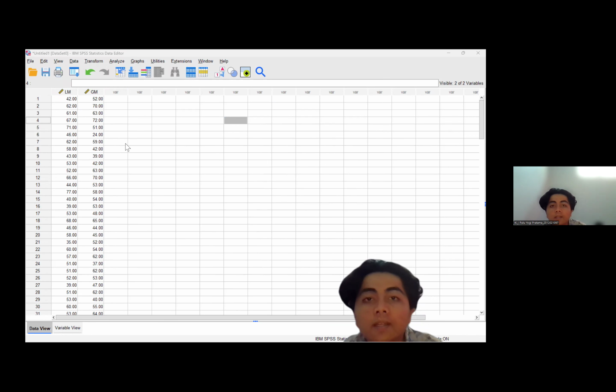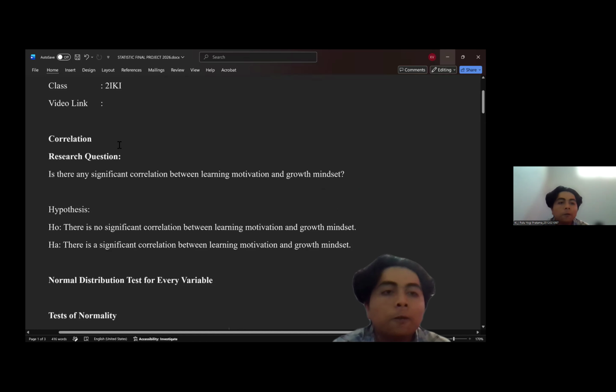We move to the research question first. The research question is: is there any significant correlation between learning motivation and growth mindset? So, the hypothesis is the H0, there is no significant correlation between learning motivation and growth mindset. And Ha, there is a significant correlation between learning motivation and growth mindset.